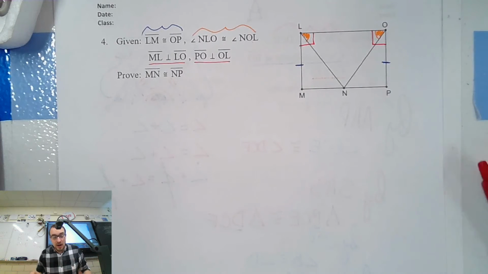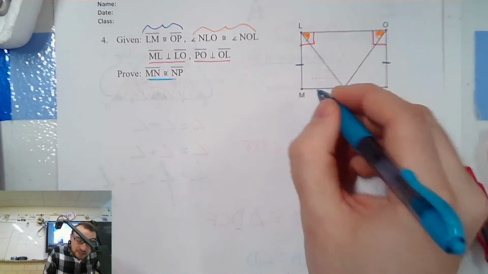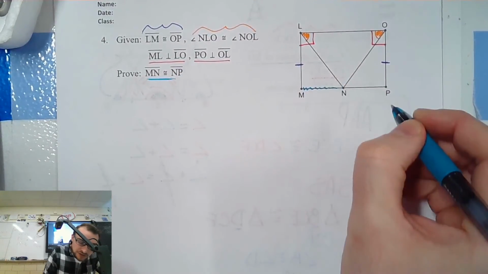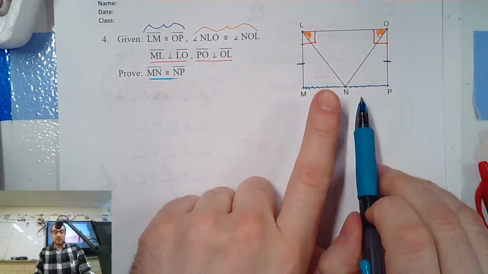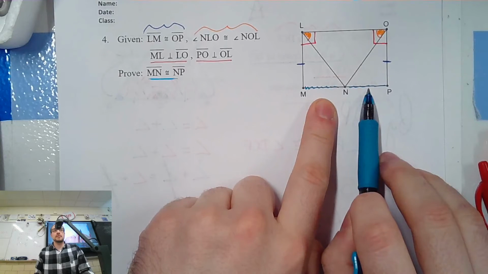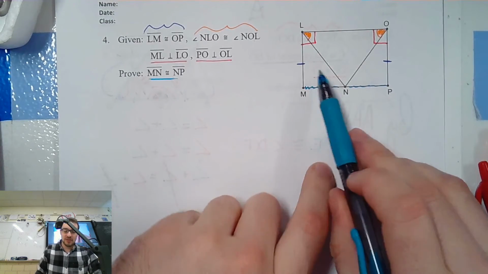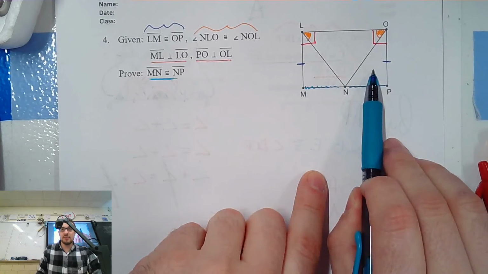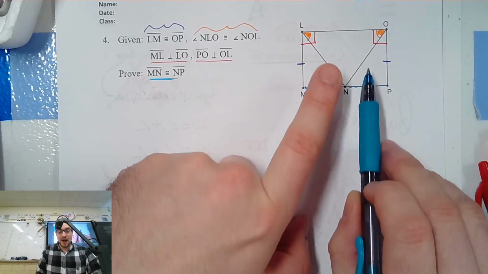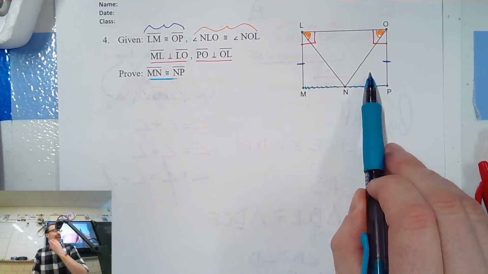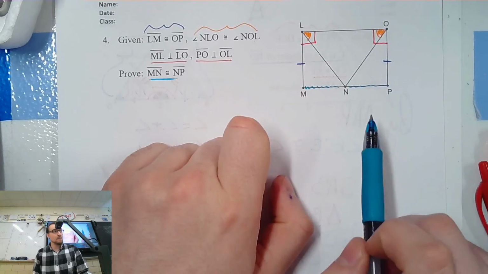All right, so lastly, what are we trying to do? MN, NP. We're trying to prove that this is the same as this. So follow my logic. If I can prove that this triangle and this triangle are the same, that means their parts are the same, right? And I win. So how do I prove those two triangles the same? Well, I need a lot more information. Right now, all I know is one side. How can I get more?